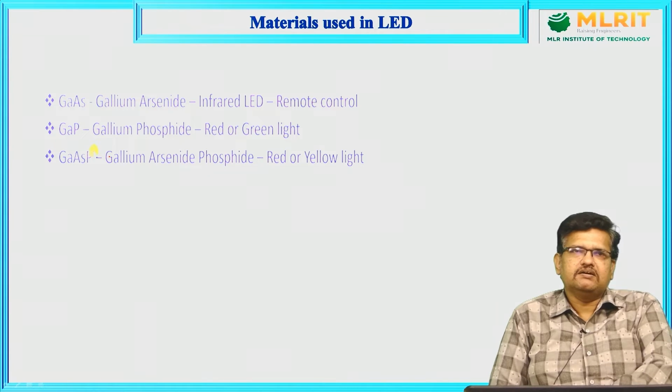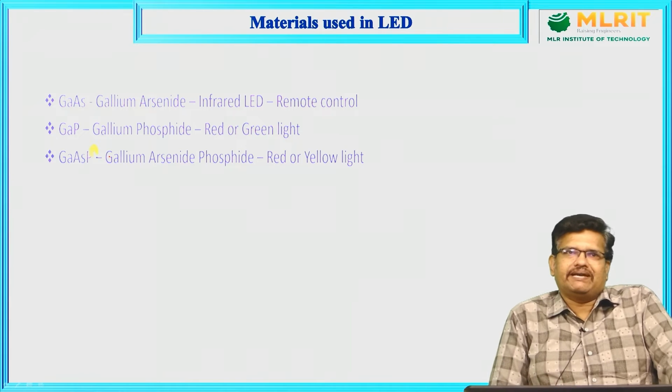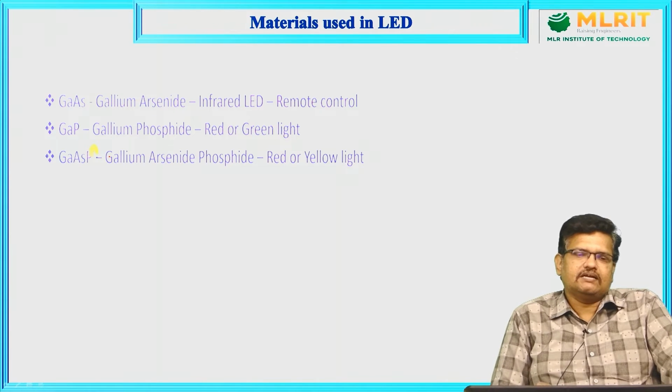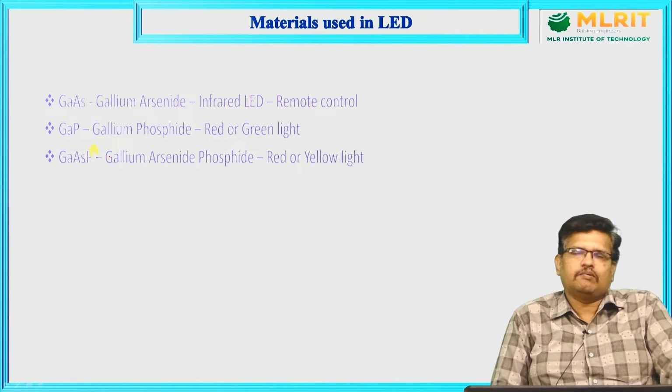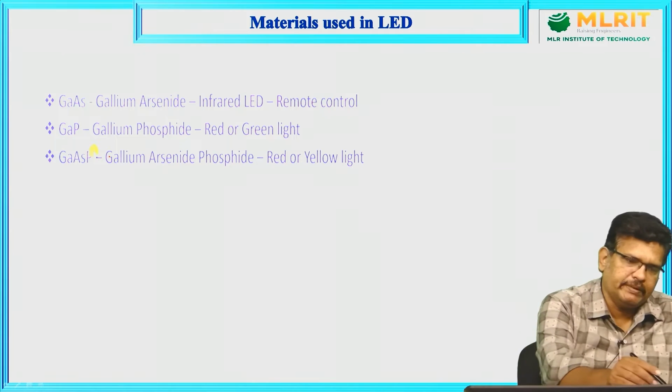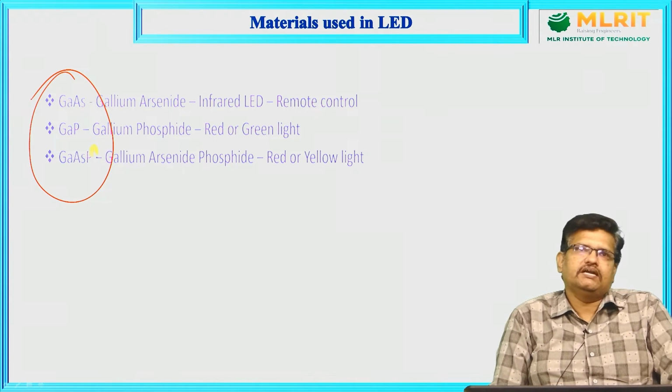We are using proper materials here. Generally, we are using three materials. One is gallium arsenide. Second one is gallium phosphide. Next one is gallium arsenide phosphide. So these combinations will give different applications of the LED signal.